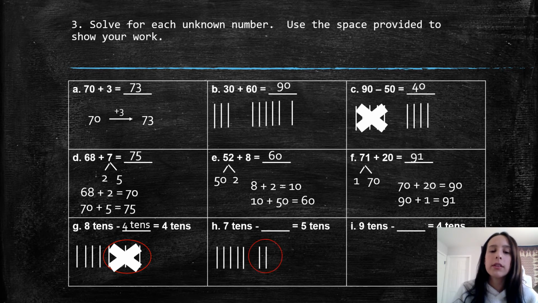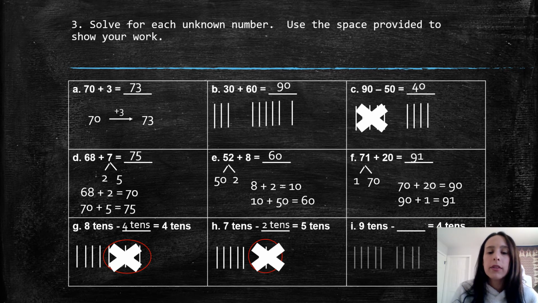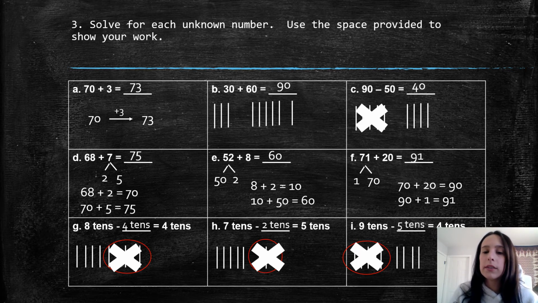So starting with 7 tens, circling what I took away, and putting it in my blank. And then doing the same thing for letter I, 9 tens. I circled what I took away. I actually flip-flopped because I could see that I had a group of 5 tens, and then I had 4 left. So that was my answer. I circled the 5 tens to know that I took those away.